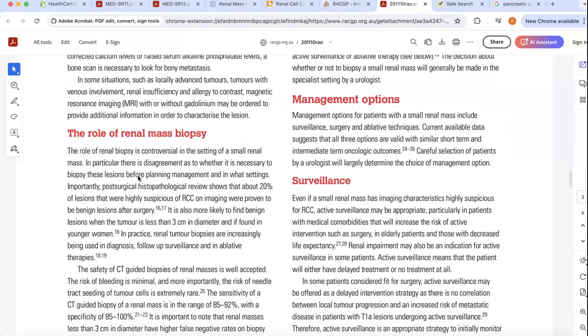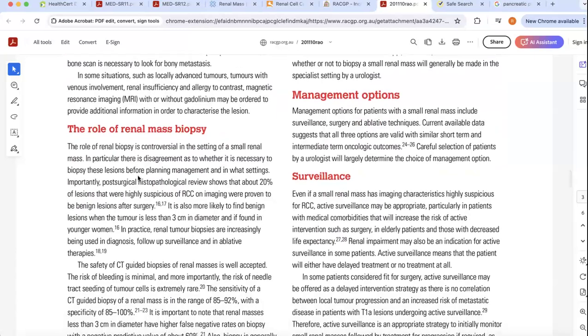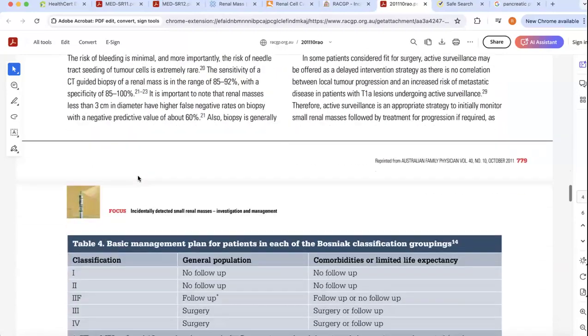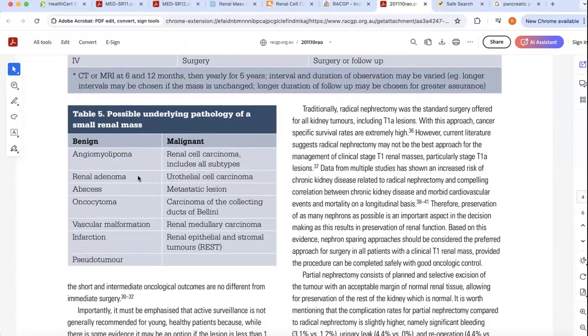So basically, we say that the treatment option for renal mass is active surveillance, so check with repeated ultrasound, or surgery. Now, when to do what, that's a little bit important thing. Anyone who has got a solid renal mass more than 4 centimeter has to be sent to the specialist for a biopsy.